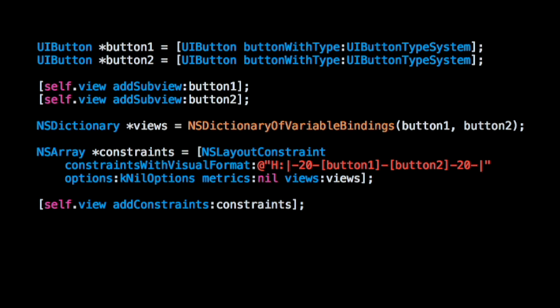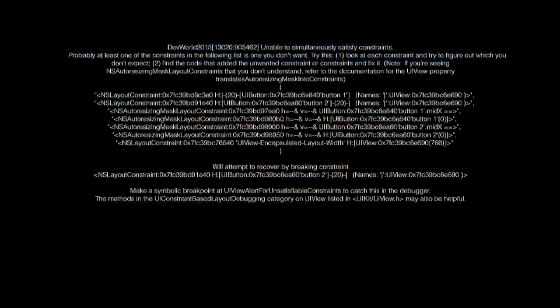Now, if we actually ran this code as is, we'd see this pretty horrific looking error in the debugger. The top line of that says probably at least one of the constraints in the following list is one that you don't want. And if you look through this list of constraints, you'll see that all the constraints we actually created are in that list. But there are also some NSAutoresizingMaskLayoutConstraints in there. Now, UIView has a property called translatesAutoresizingMaskIntoConstraints. And this is on by default.